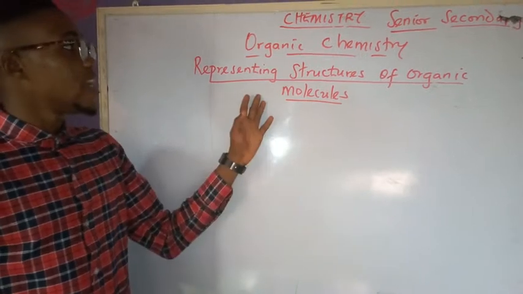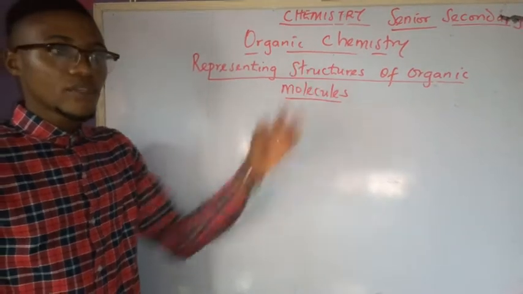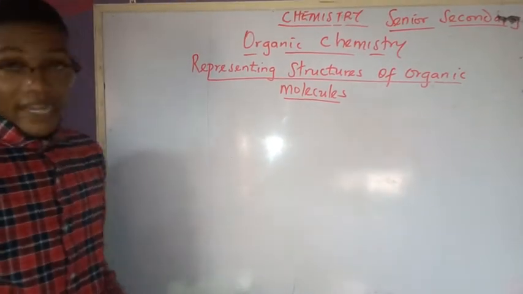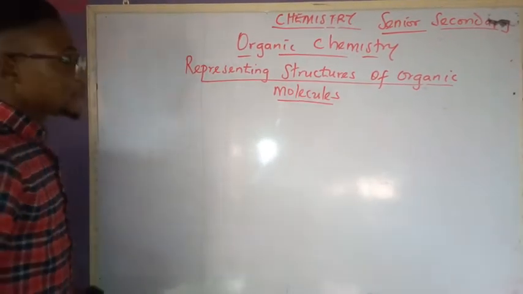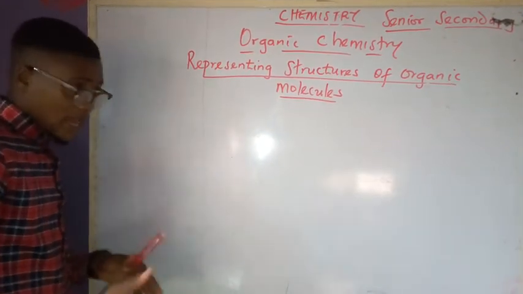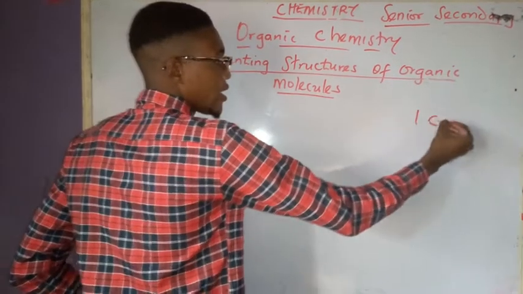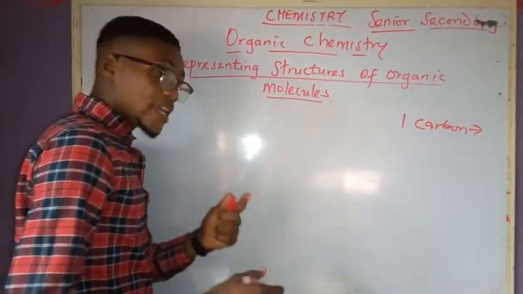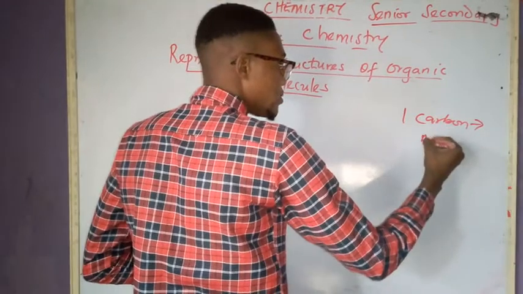Our topic for today is organic chemistry, but under organic chemistry we shall be looking at representing structures of organic molecules. I'll be starting with some few carbons, but let me use one carbon. That's a carbon. The denotation of a carbon in organic chemistry, the prefix, is what? It is meth.